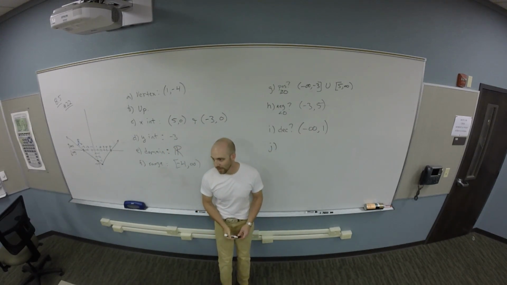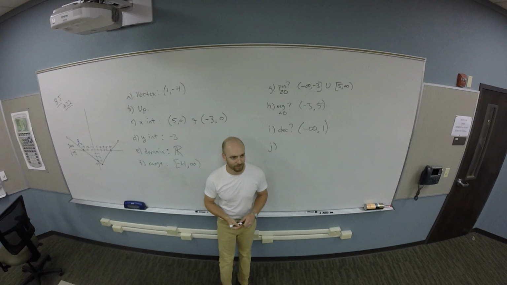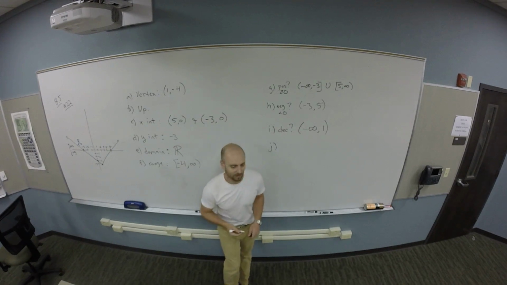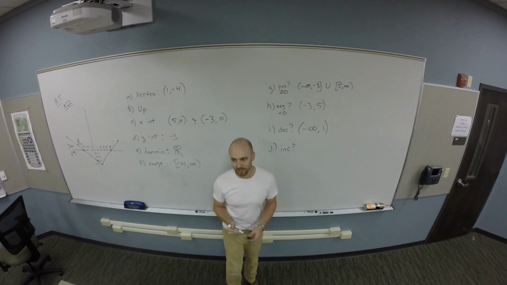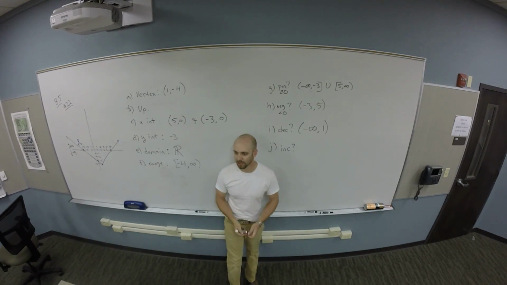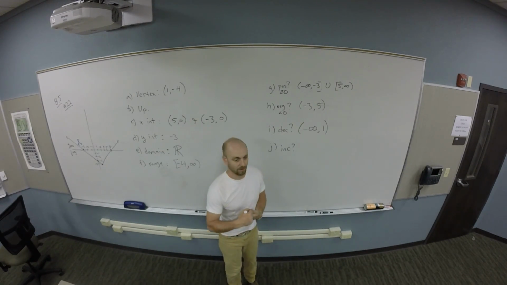All right, how about J? J is the other thing, right? Increasing. Okay, so when's it increasing? What's increasing mean in terms of the little guy on the graph? Walking uphill. So when's he walking uphill? From 1 to infinity.